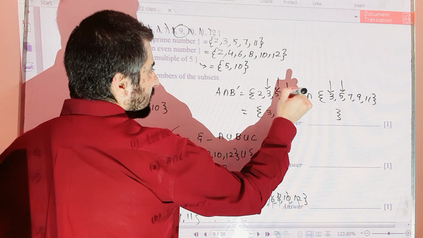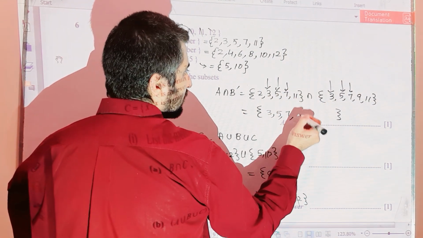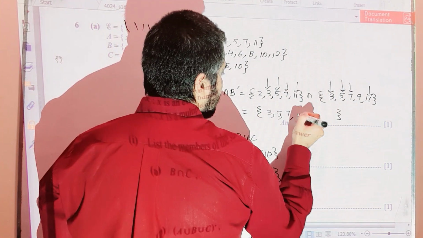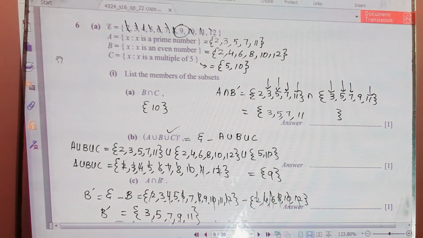What about 7? 7 is over here, 7 is over here. Okay, what about 11? 11 is over here, 11 is over here. This is the answer for A intersection B complement.